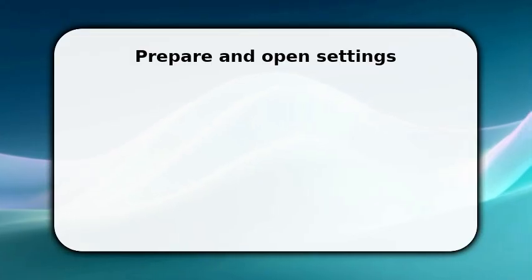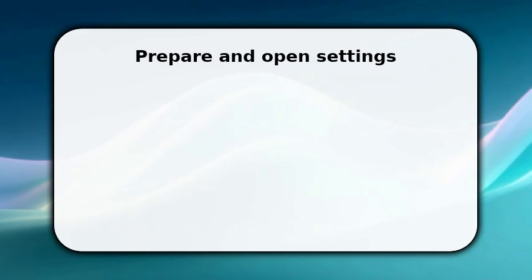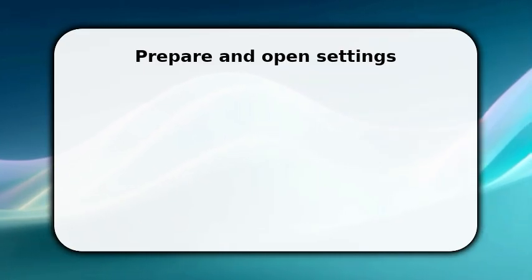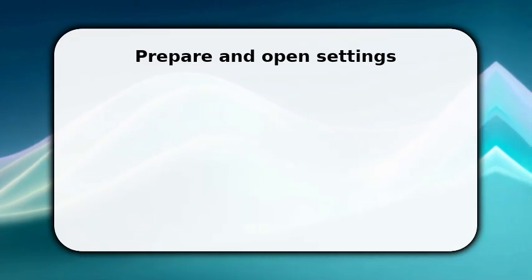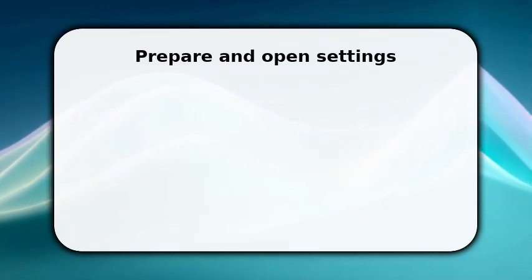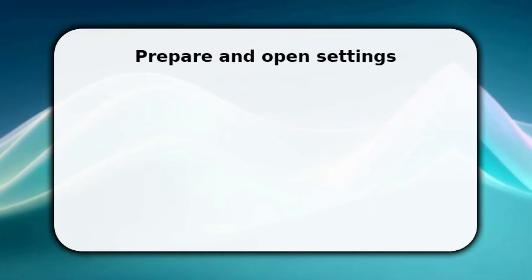You start by preparing the device and opening the right menu. Make sure your phone has enough battery and is unlocked. Then open Settings and go to Connections or Network and Internet. Once there, tap Wi-Fi to see available networks.